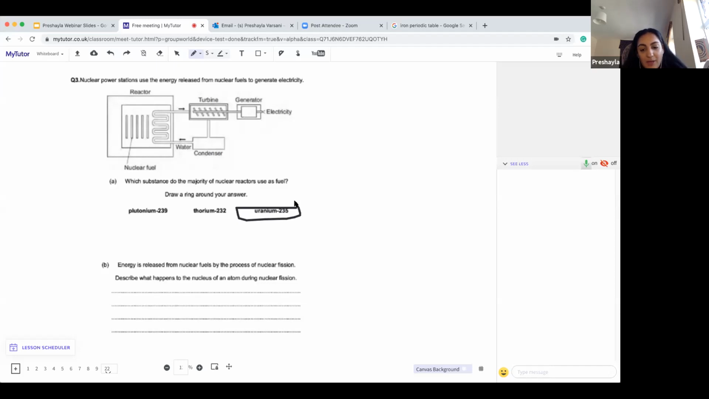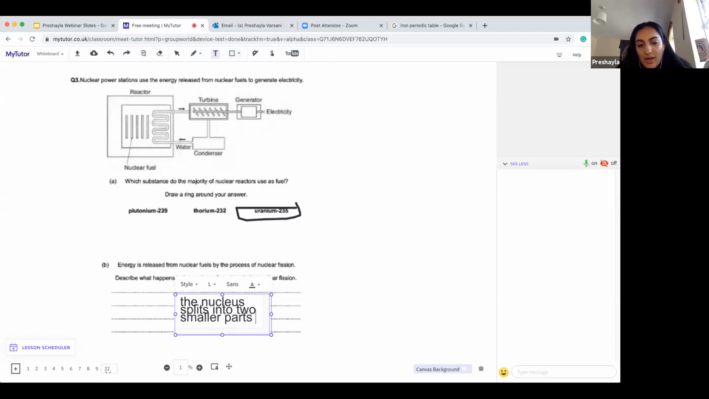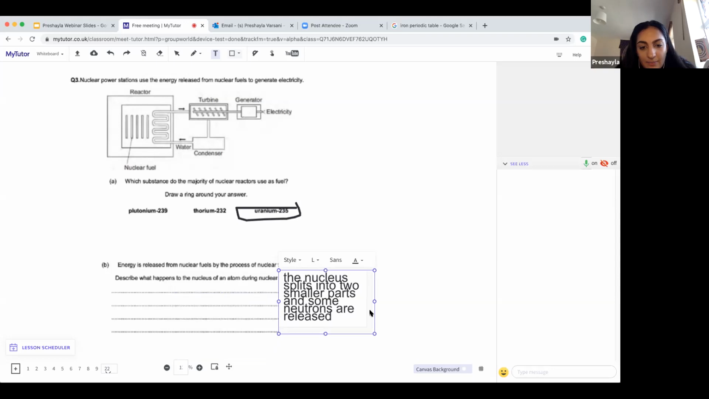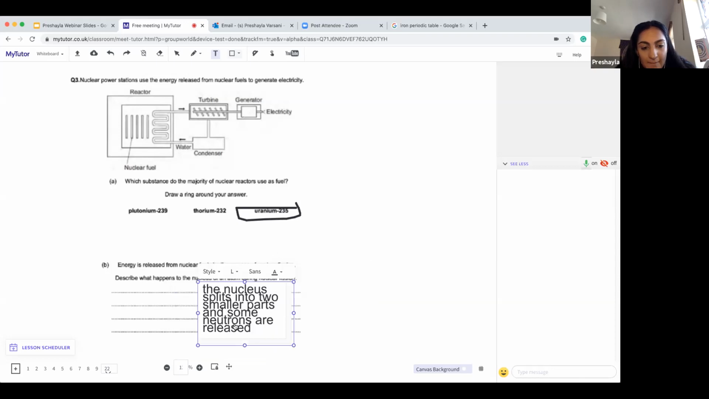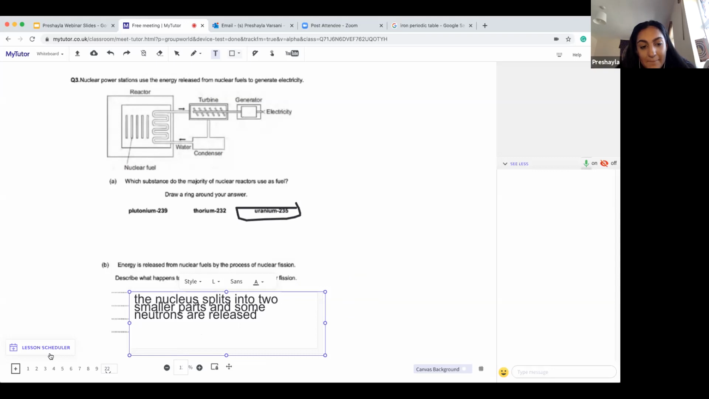Then for part B, the nucleus splits down into smaller parts and releases some neutrons named fission neutrons. So I'll just write that down for you guys. Nucleus splits into two smaller parts and some neutrons are released. You might want to say fission neutrons, up to you. Mark scheme doesn't specify.